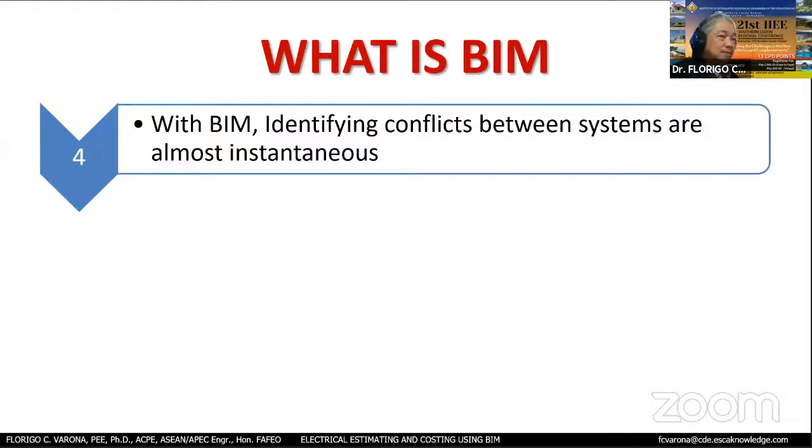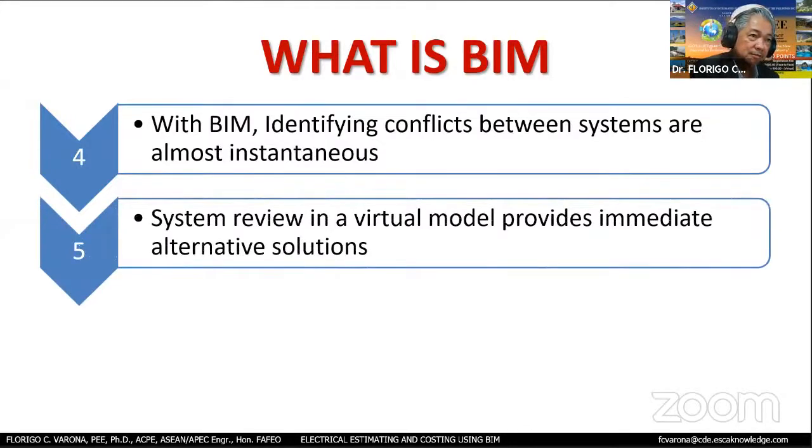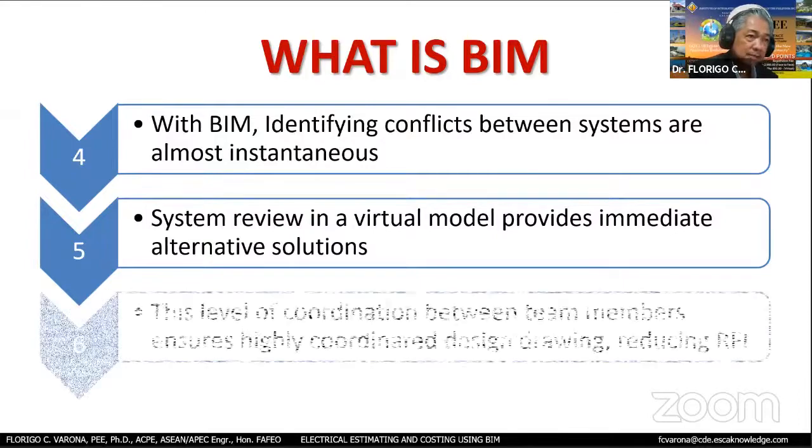since we do not have any more concerns about clashes, about what we call constructability issues, then it will be faster. No waiting for RFI or for RFA, because we have done that earlier in time. So we can also have a system review in a virtual model so that we can have alternative solutions if we encounter some problems.